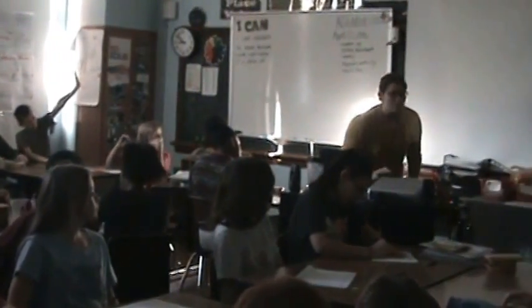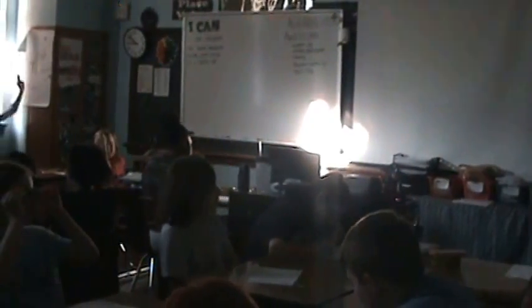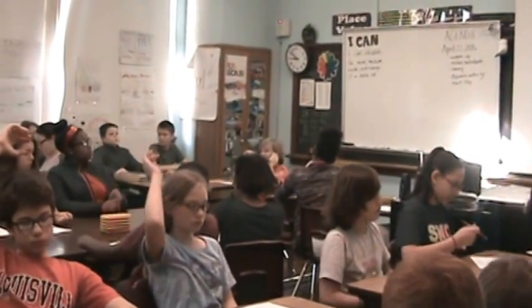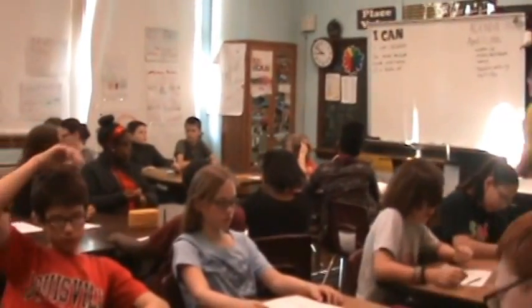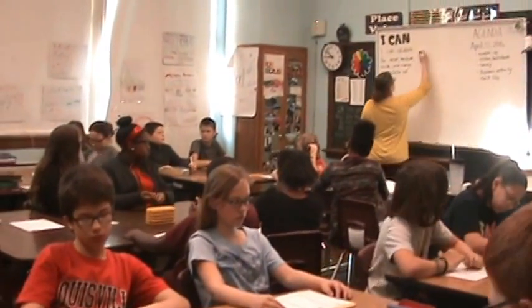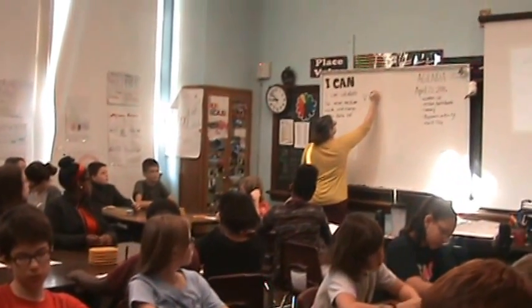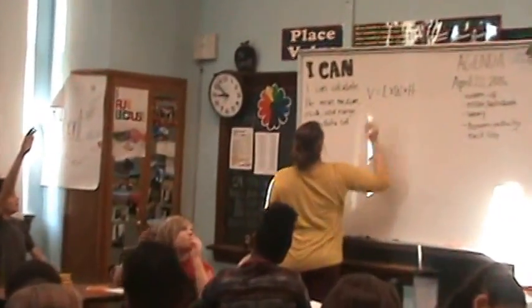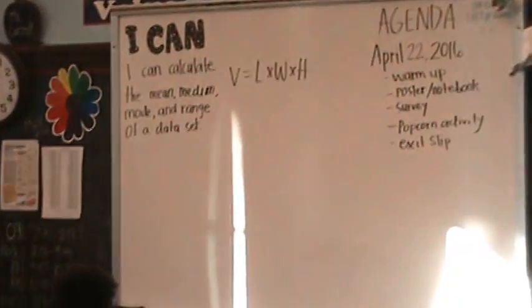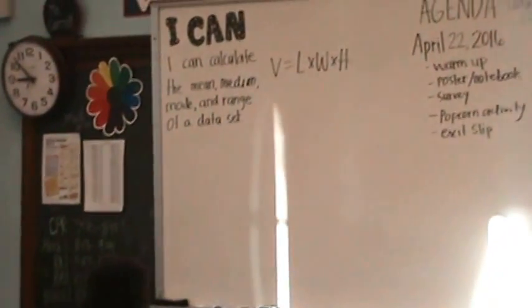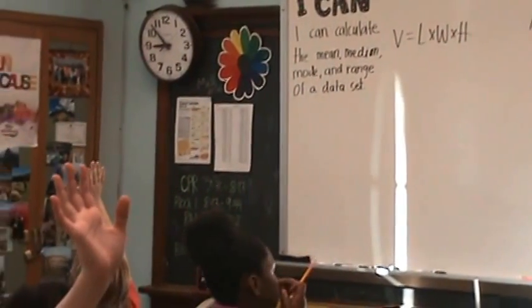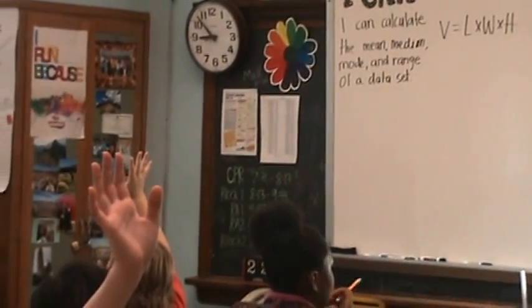We did volume. Can anybody remind us, how do you find volume of a rectangular prism? Logan. Multiply the length times the width. And then you multiply that number by the height. Good, so volume is length times width times height. Can I please have a volunteer come to the board to do the first rectangular prism for us? Alex, come on up.